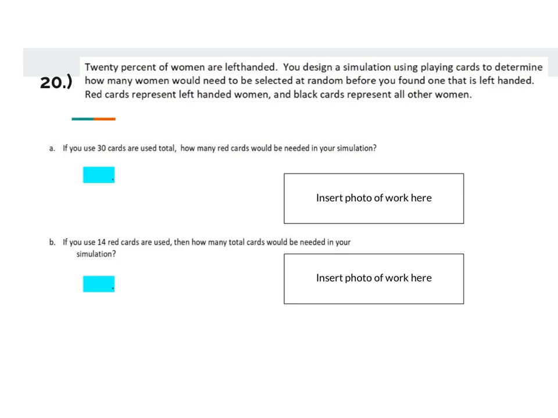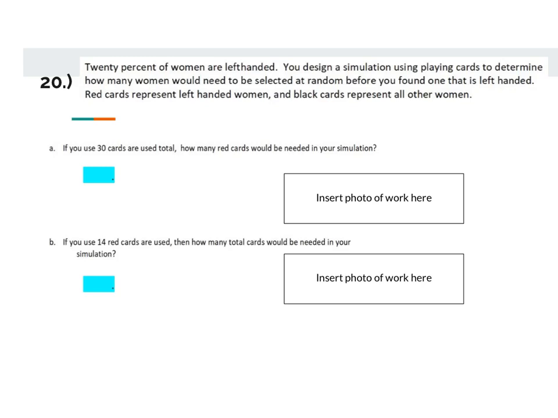Okay. The next question says 20% of women are left-handed. You design a simulation using playing cards to determine how many women would need to be selected at random before you found one that is left-handed. Red cards represent left-handed women and black cards represent all other women.